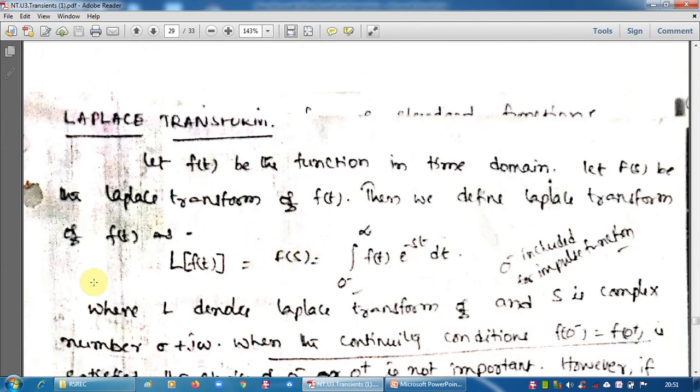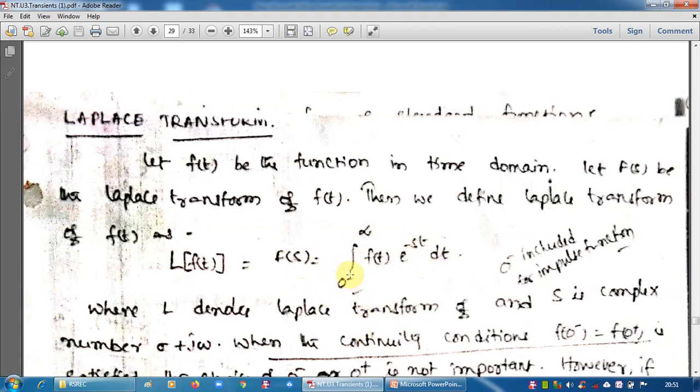Now we will see the definition of Laplace transform. Laplace transform of a function f of t, denoted as F of s. You see, time domain into s domain. So this is the Laplace transform. So Laplace transform of any function is written like this and represented like this, F of s. This is given by what? Integral 0 to infinity f of t e power minus st dt.